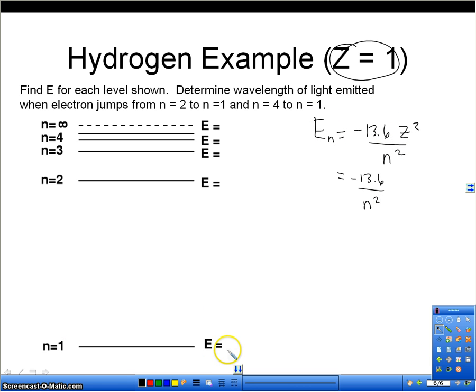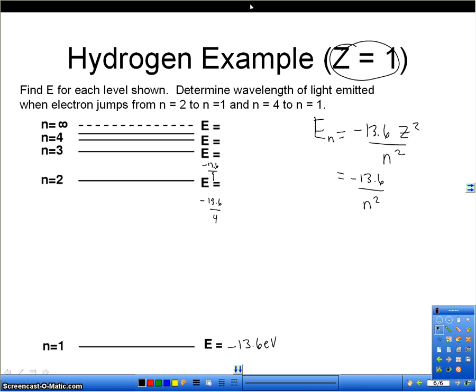For the n equals 1 value, it's just going to be minus 13.6 electron volts. For n equals 2, it's going to be minus 13.6 divided by 4. For n equals 3, it's going to be minus 13.6 divided by 9. So you can see how I'm doing this, and then minus 13.6 divided by 16, and so on. I'm going to go ahead and figure those out.